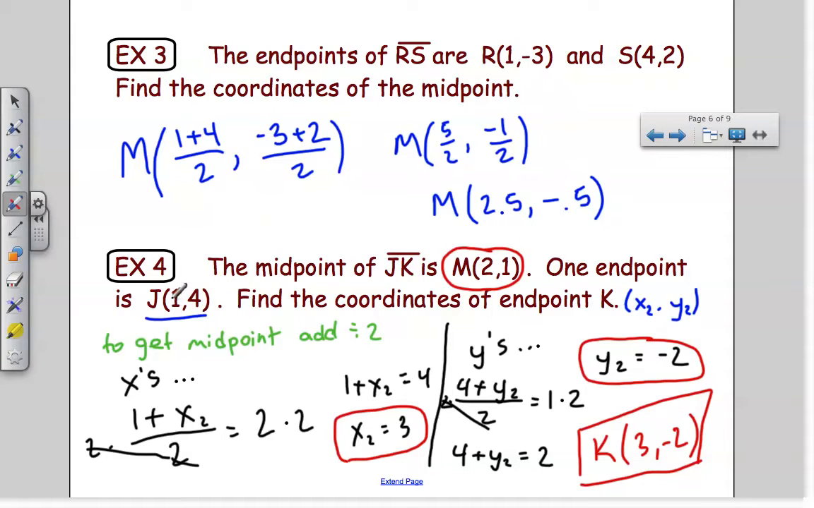Now, is 2 in the middle of 1 and 3? Yes, it is. Is 1 in the middle of 4 and negative 2? Yep, that looks right. So you know you've done it correctly. Okay, for this situation, if you have the endpoint, you need the midpoint, I would set it up separately, look at the x's, add the x's divided by 2, and equals the midpoint x. Add the y's divided by 2, equals the midpoint of the y. And solve that way.